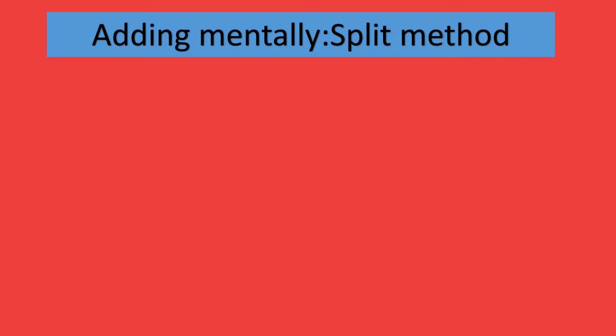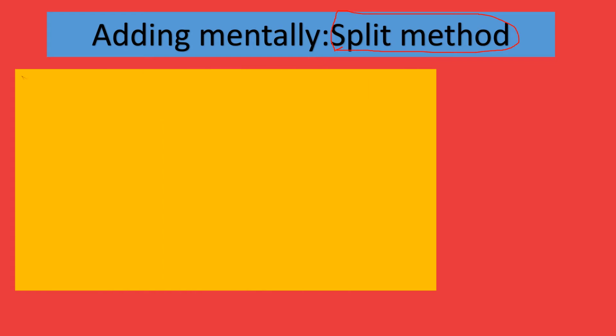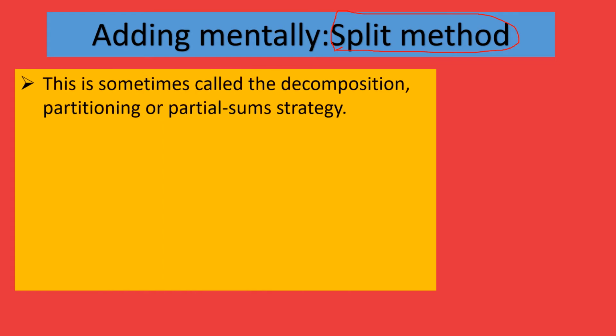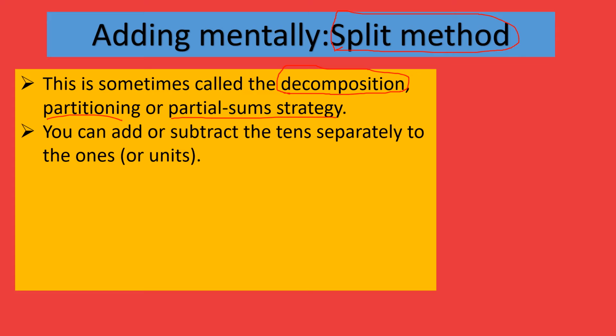the split method, okay? The split method is maybe confusing, but once you understand it, then you will get it done very fast. So this is sometimes called the decomposition, coming from the word decompose. Partitioning or partial sum strategy. You can add or subtract the tens separately to the ones or units, but we're going to do addition in this one and then subtraction on the other.